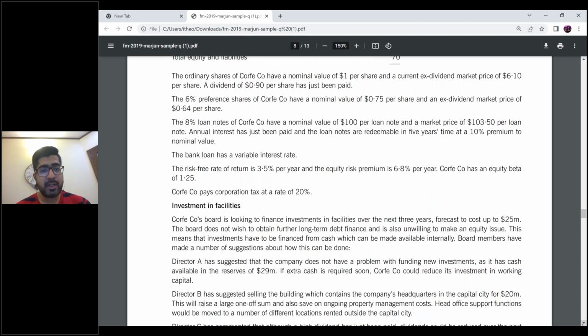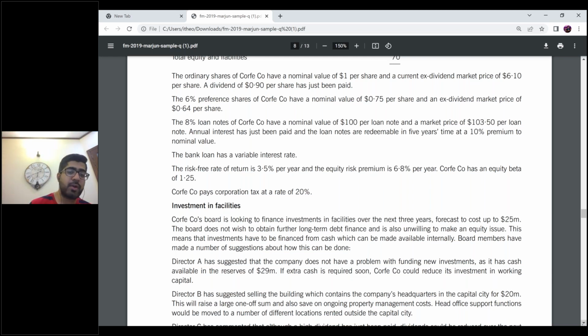The 8% loan notes of Corfe have a nominal value of 100 per loan note and a market price of 103.5 per loan note. Annual interest has just been paid. Loan notes are redeemable in 5 years' time at a 10% premium to nominal value. It's a very important statement that the loan notes, debentures, are redeemable.